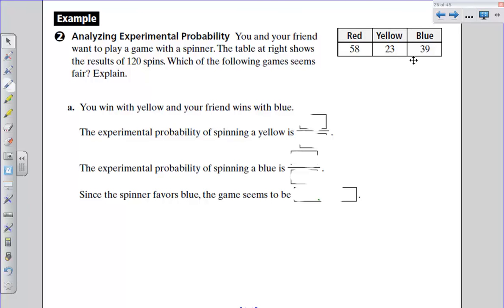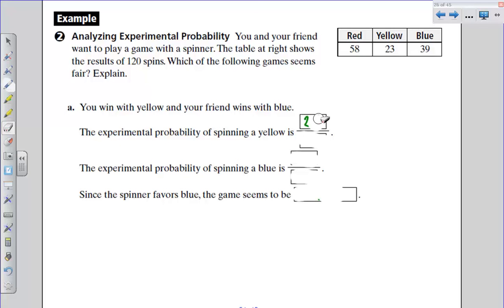Alright, the next thing that we're going to do is analyze our probability to see if an event is going to seem fair or not fair. So, we are with a friend and we're playing a game with a spinner, and we spin the spinner 120 times. It's a lot of spinning. Which of the following games seems fair? And we need to explain. So I win with yellow and my friend wins with blue.